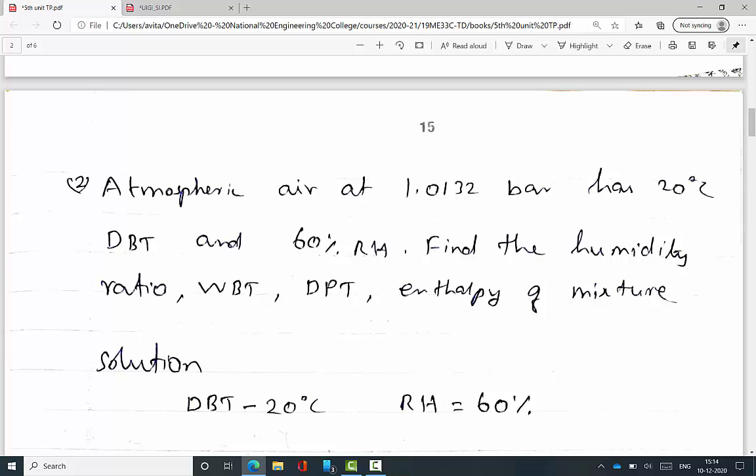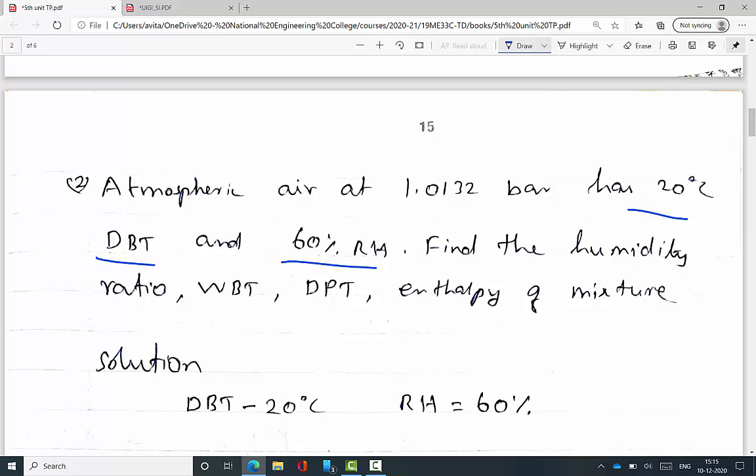The second problem is: atmospheric air at 1.0132 bar has 20 degrees Celsius DBT and 60% relative humidity. In the previous problem they gave DBT and WBT, but here the two data are DBT and relative humidity. Find the humidity ratio, which is nothing but omega, the specific humidity, the wet bulb temperature, the dew point temperature, and the enthalpy of the mixture. This is also a very easy problem.